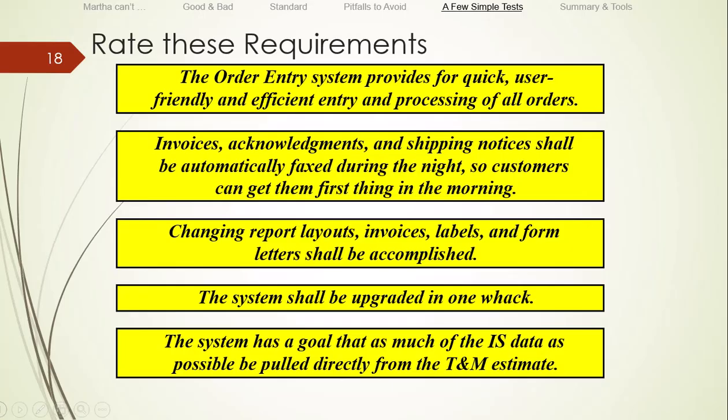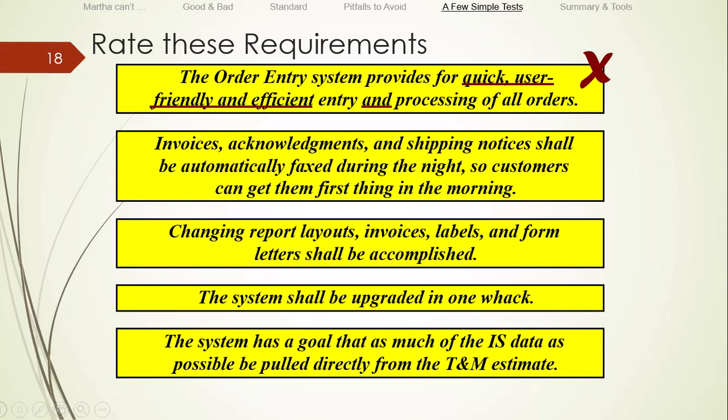Now read the following requirements. The order entry shall provide for quick, user-friendly and efficient entry and processing of all orders. So the underlined words are badly written. Quick. What does quick mean? There is no specific time given. User-friendly. What is the measurable unit of user-friendly? And efficient entry and processing.